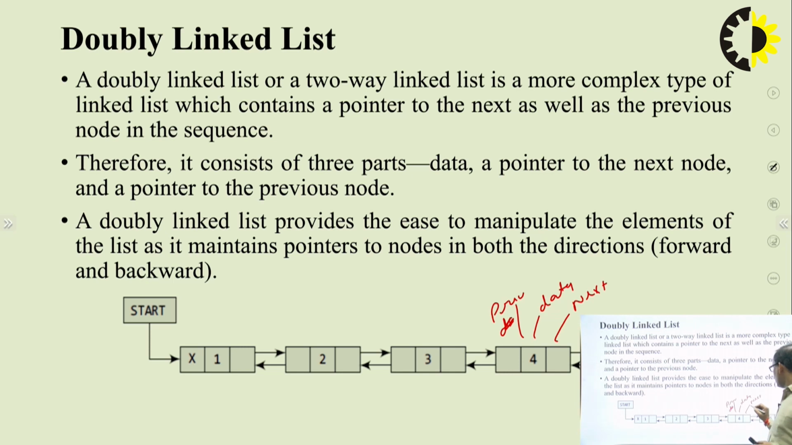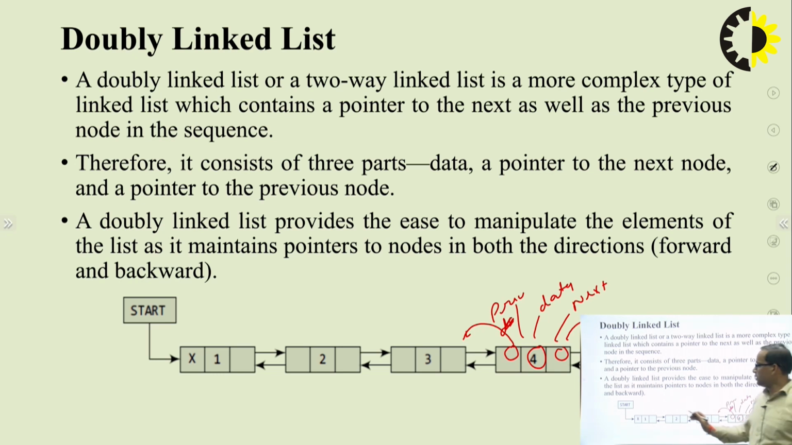The third part is known as the next. The previous field of a particular node contains the address of its previous node. In the same way, the next field of a particular node will contain the address of the next node in the linked list, and the data field is used to store the data value of the node. So in a doubly linked list, each node has three fields or three parts. The previous is a pointer which contains the address of the previous node in the linked list. In the same way, the next field is again a pointer which contains the address of the next node, and the third field is the data field, which is used to store the data value.